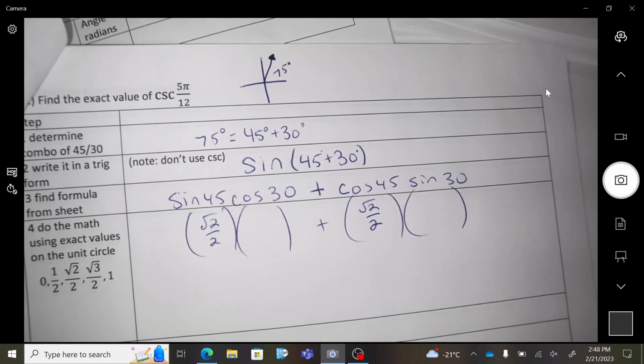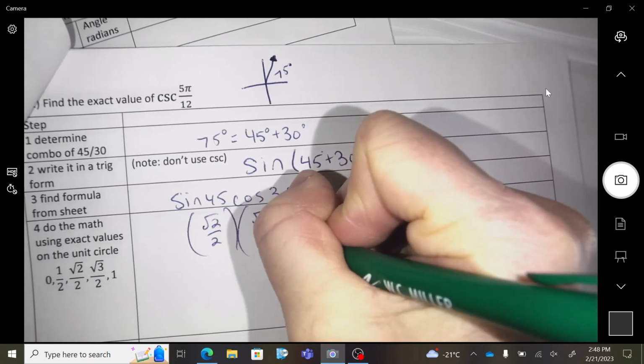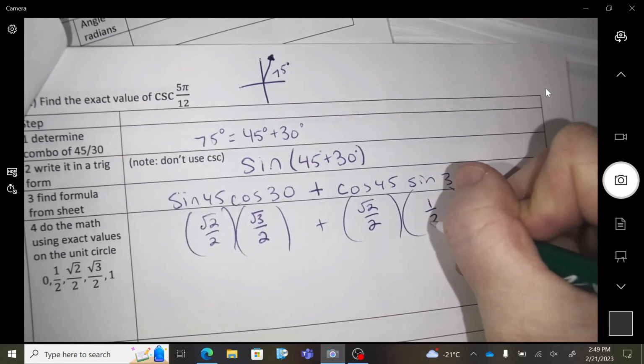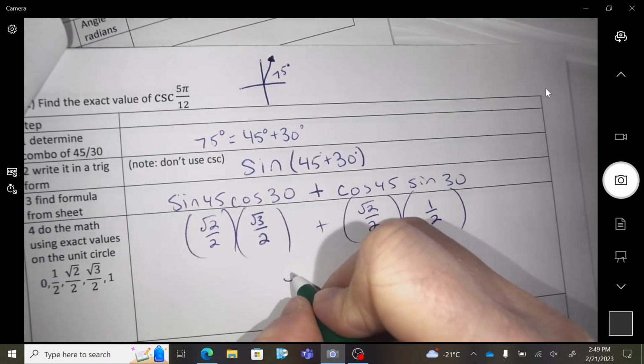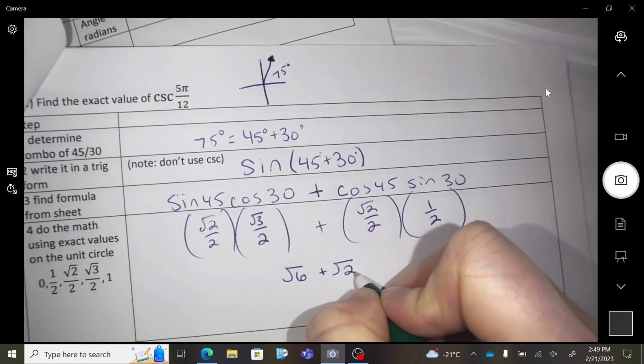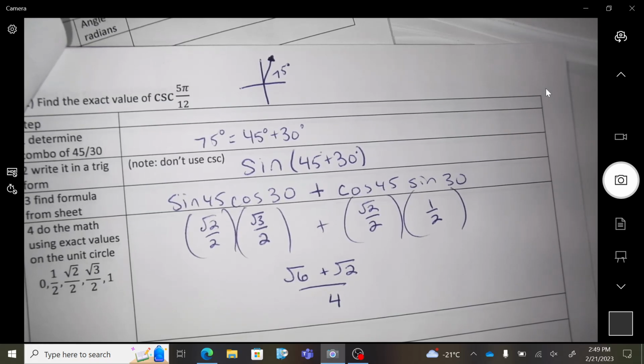And then 30. One of them is root 3 over 2, and one of them is a half. And just make sure you put down which one you want where. So root 6 plus root 2 over 4. You see where I'm getting those values from?